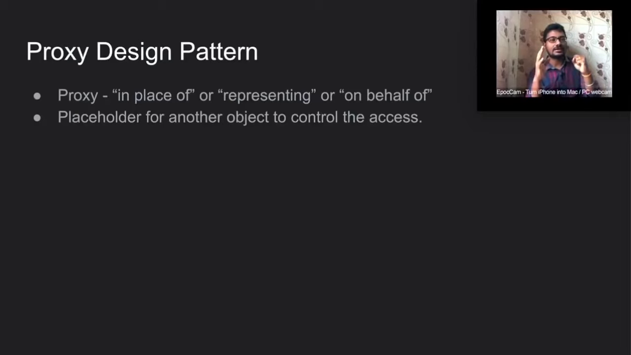access. If a client is trying to access this real object, this proxy object will come into action, and it will check whether the client has permission, and based on various criteria, this proxy object will reply to the client whether that client has access to this real object or not.